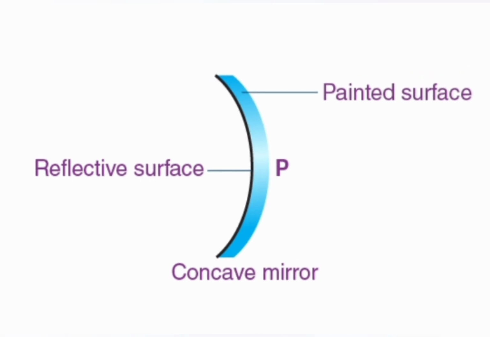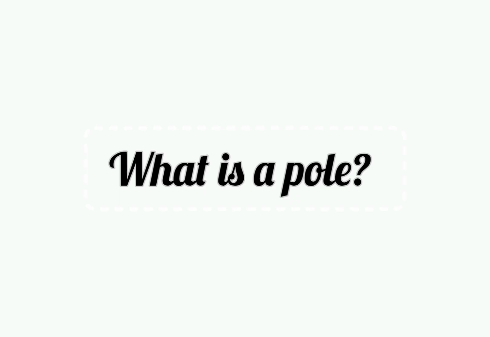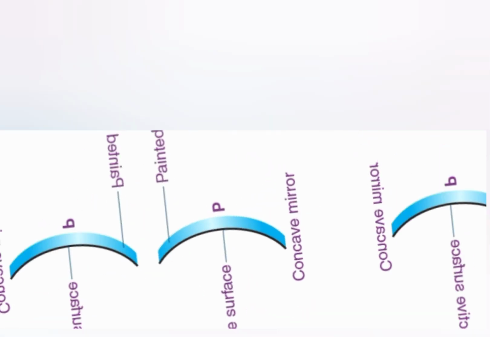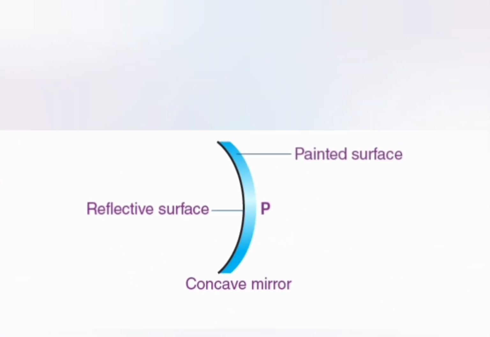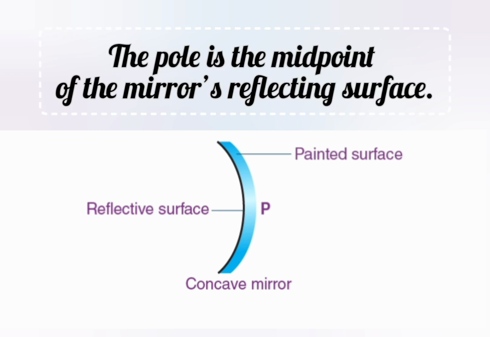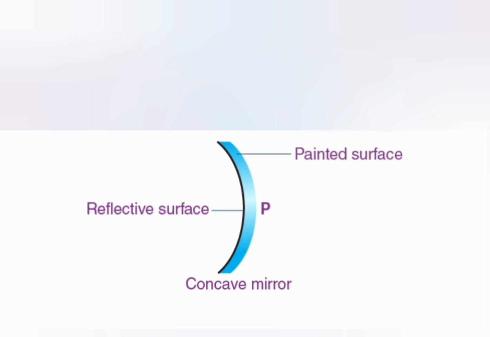The first term is pole. So what is pole? We can easily identify the midpoint of the mirror. I'll represent this with P. This is the midpoint of the mirror. Let me label it as P. So the midpoint of the reflecting surface of a spherical mirror is called the pole. One more time: the midpoint of the reflecting surface of a spherical mirror is called the pole. I hope you are clear about the definition of pole.